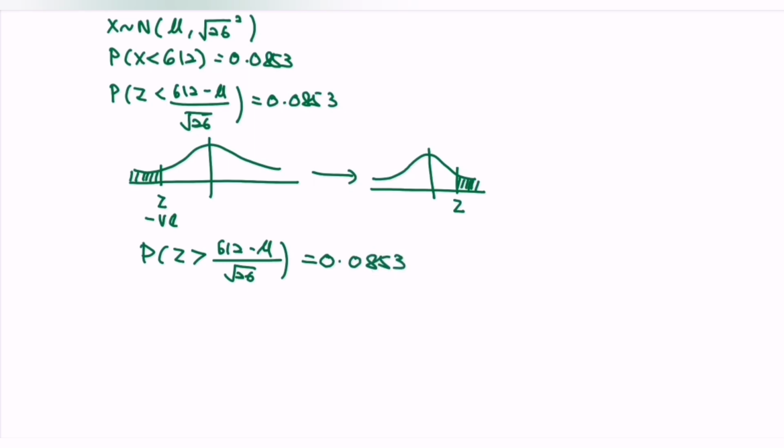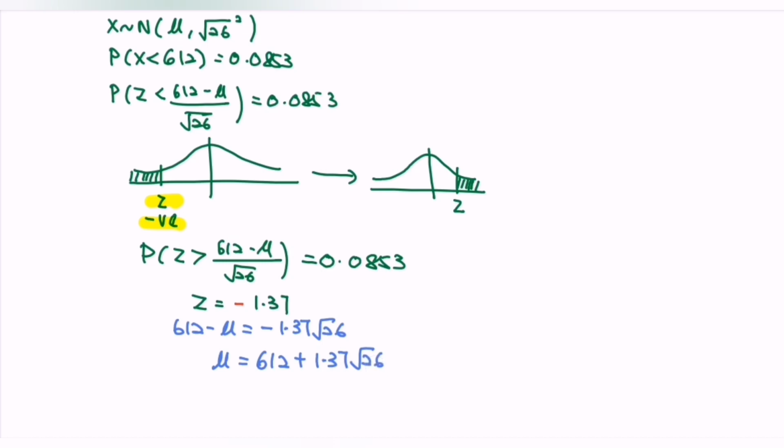0.0853. Kindly refer to the statistical table, and we have the value of Z, which is 1.37. Do remember, our original Z is a negative value, meaning the value of Z must be negative. So kindly substitute: 612 minus mu equals negative 1.37 multiplied with the square root of 26. So mu equals 612 plus 1.37 multiplied with the square root of 26. So the value of mu is 618.99 ml.